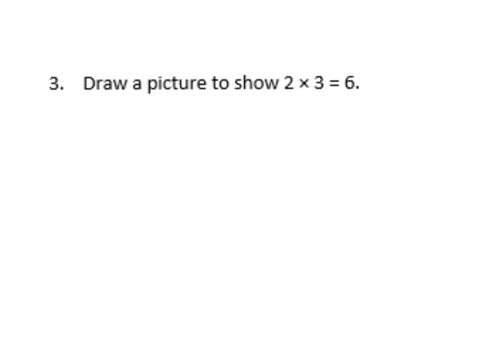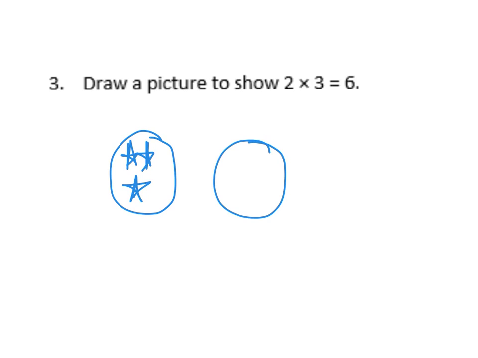Look at number 3. It says draw a picture to show 2 times 3 equals 6. We need to draw 2 groups of 3 things in each. Let's draw 2 circles to show our groups. I am not a very good artist, so I'm going to draw 3 stars in each circle. But you can certainly draw something else if you would like.